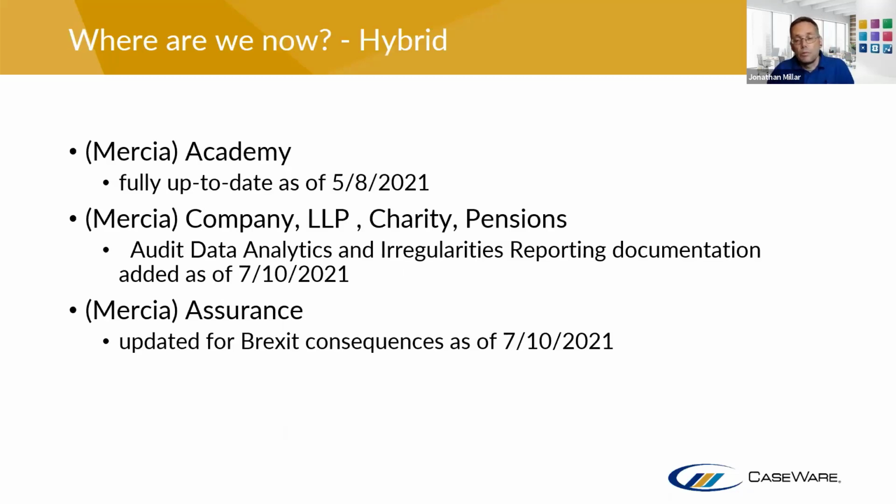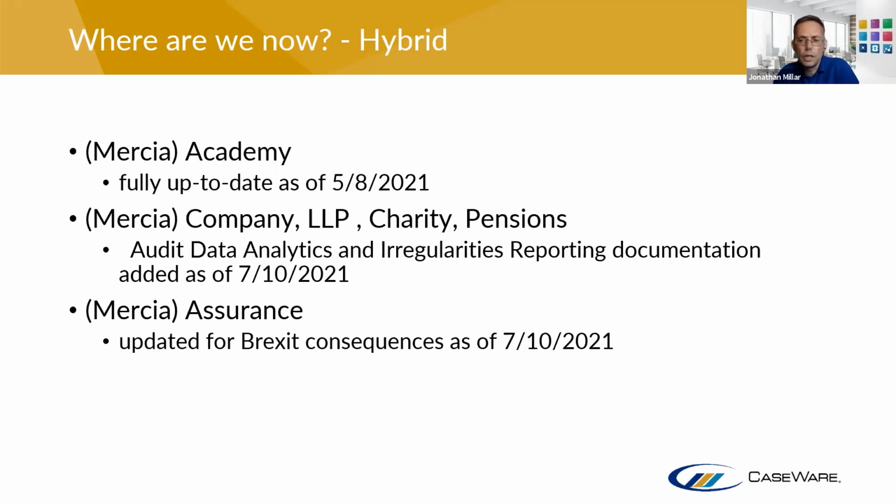So where are we right now? Again, this is a slide that we put up at the conference, just to show you that the Mercia Academy template went out in August. That includes all the latest AAD and handbook changes. It also included the data analytics and irregularities reporting documentation that we've now put into the rest of the templates. Those were published for company, LLP, charity and pensions a couple of weeks ago now, on the 7th.